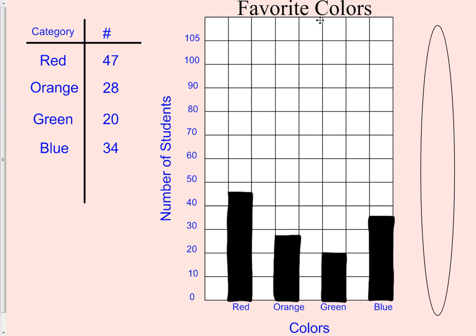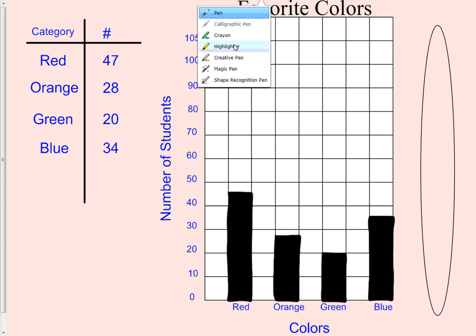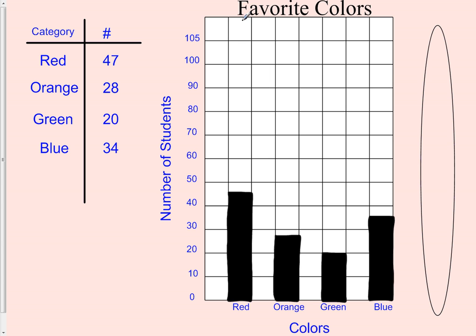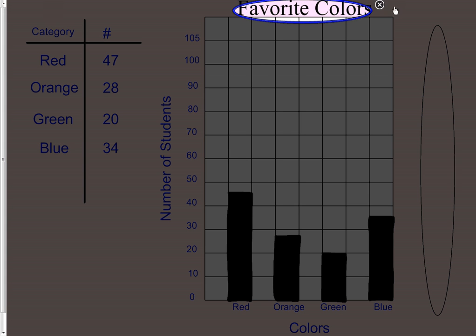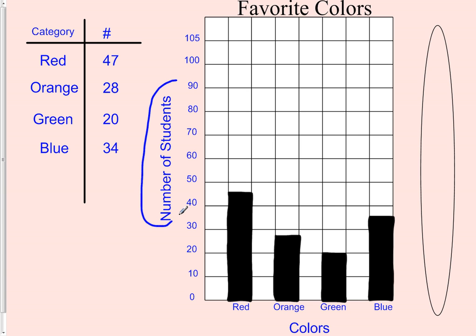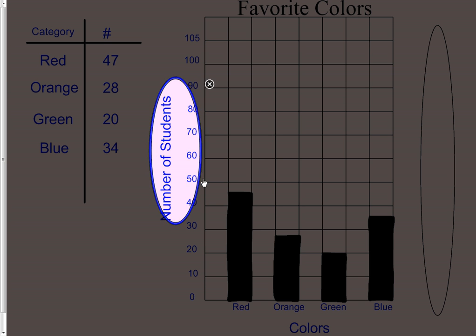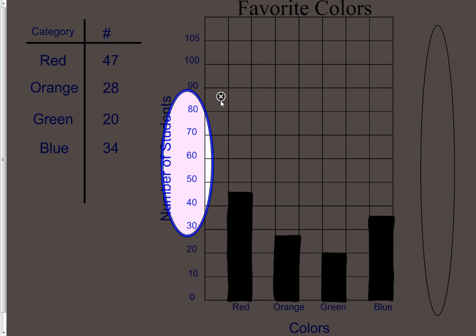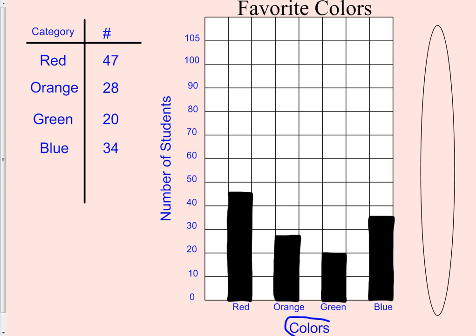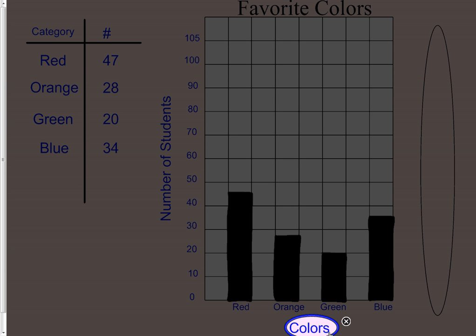A couple things to remember on my bar graph. When we have our bar graph ready to go, we're going to have our title, favorite colors. We would have our labels. So this is going to be number of favorite students here. That's what these numbers are. And then down here is our categories. So we have colors, and then we have each of the colors: red, orange, green, and blue.